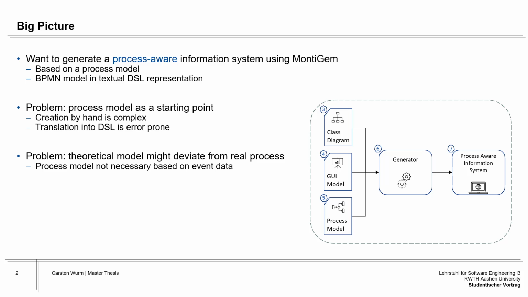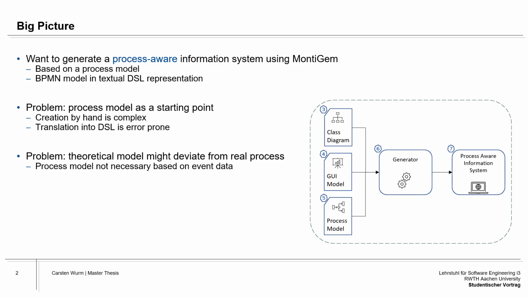First of all, it is assumed that the process model already exists to begin with. This most of all has the issue that the process model would need to be translated into the textual domain-specific language, and that translation has not yet been automated. So this would have to be done by hand by the user, which is certainly prone to errors.